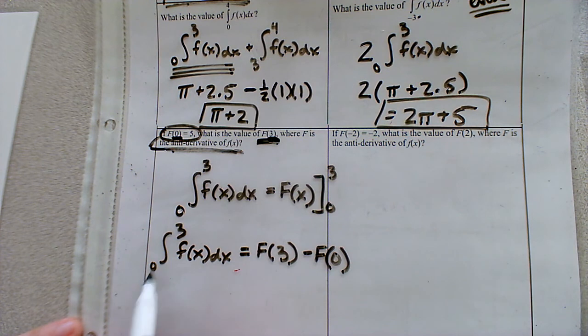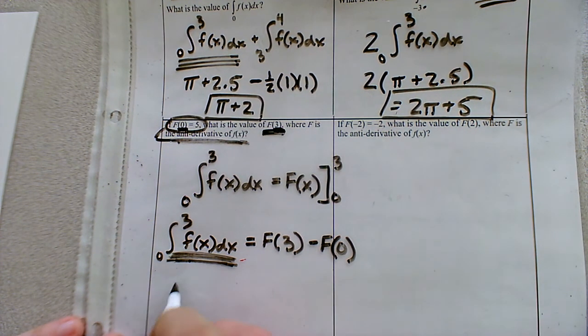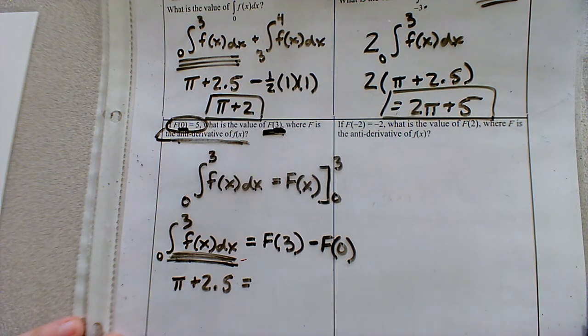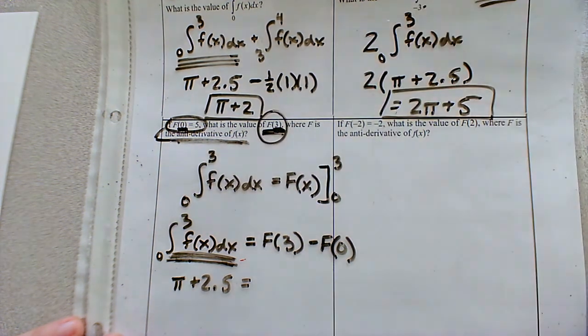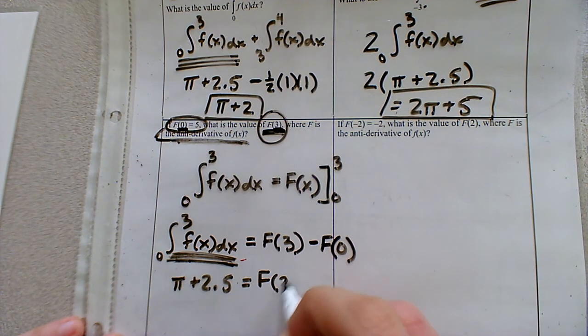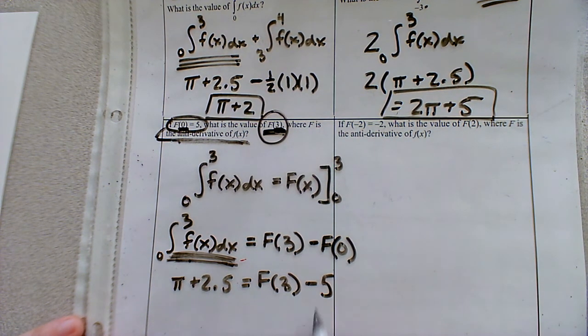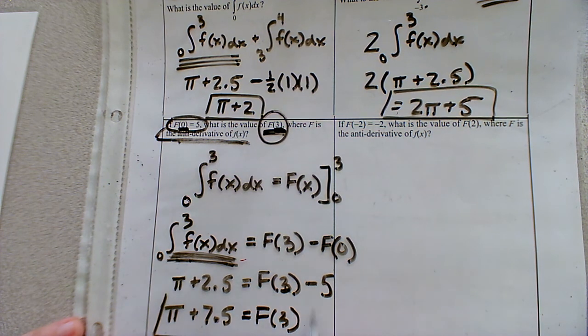So notice again how we already know what the area under the f of x graph is. We said that was pi plus 2.5. And for this question, our ultimate goal is to figure out f of 3, or capital F of 3, so we're going to leave that the same. But we do know what F of 0 is. They told us that was 5. So putting the little pieces together, kind of in a mathematical puzzle, we can solve for this F of 3 by simply adding the 5 over. So this would be pi plus 7.5.